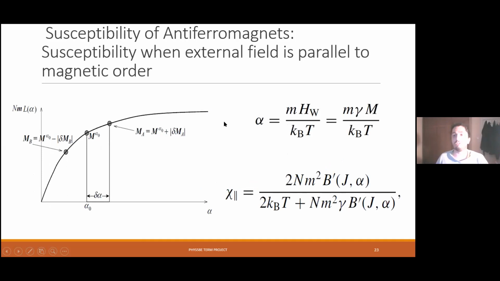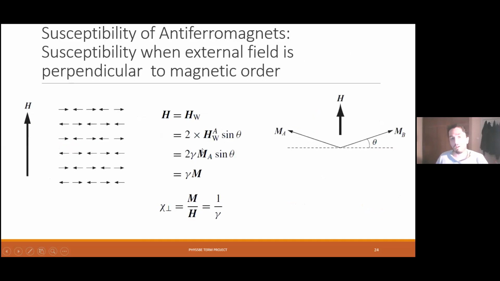At the end of the calculations, some huge amount of calculations, the dependence of alpha on the NML term is plotted like this. And this is the susceptibility term when the external field is parallel to the antiferromagnetic layer. The important part is that it has a T component, so it is temperature dependent.